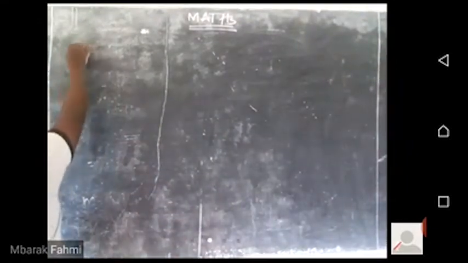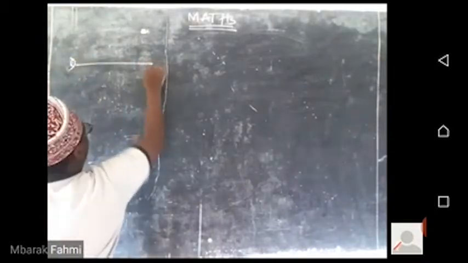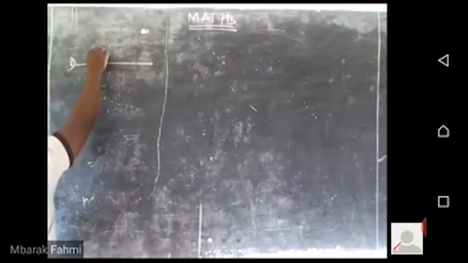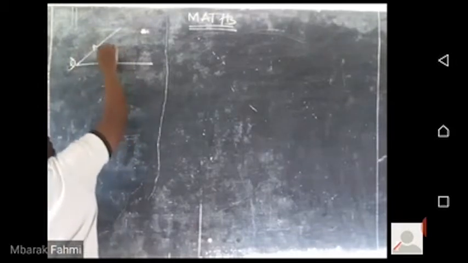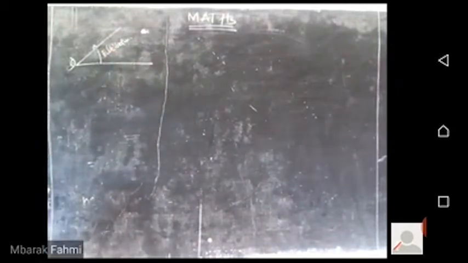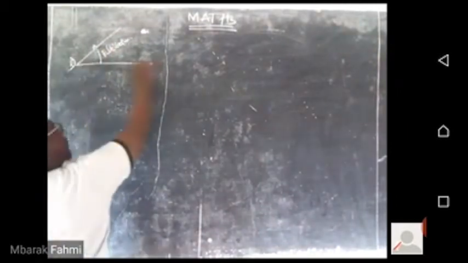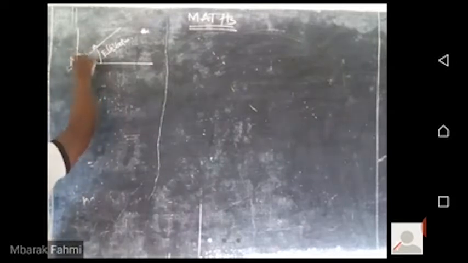So when somebody is looking from this horizontal line, and then starts tilting the head upwards, that is called the angle of elevation. When you tilt your head upwards, you are making the angle of elevation from the horizontal line. And this angle maximally will go up to 90 degrees.